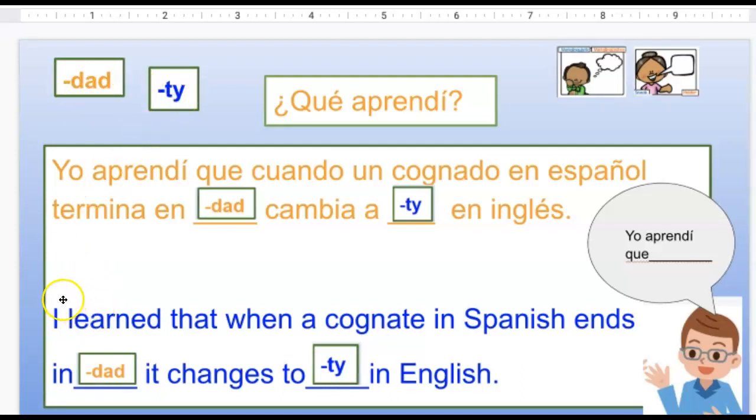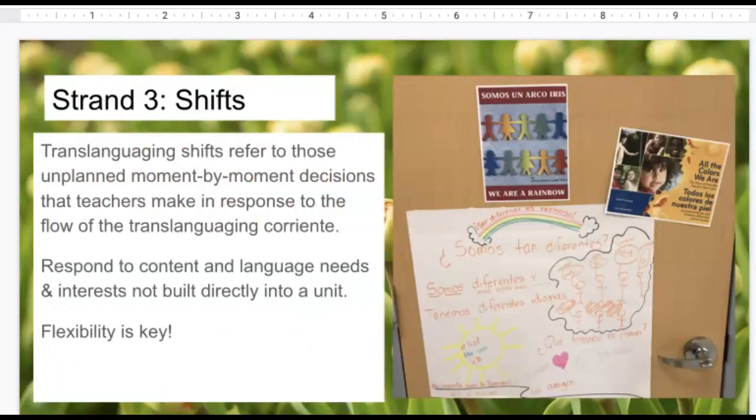And so they learn that when a cognate in Spanish ends with DAD, it changes to TY in English. And so this is a very, very powerful way to explicitly teach students how they are making the metalinguistic connections and wrapping up the lesson.